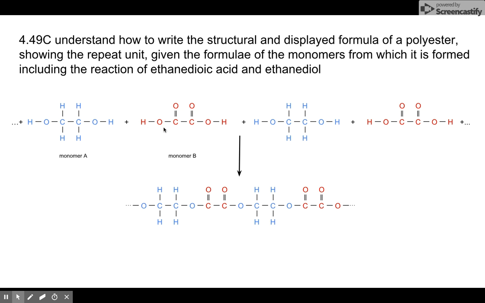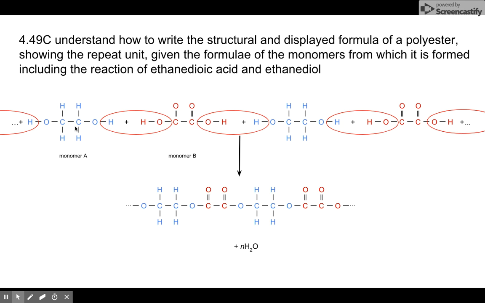Ethane diol, ethane dioic acid, and so on. Remember plus dot dot dot. And what happens is it produces this molecule here. We'll have a look at how that happens in a moment. Now you'll see here that we've got H and H and an O. This bit here is the reactive part, and that reacts together. You've got the same here and the same here, and that would continue.